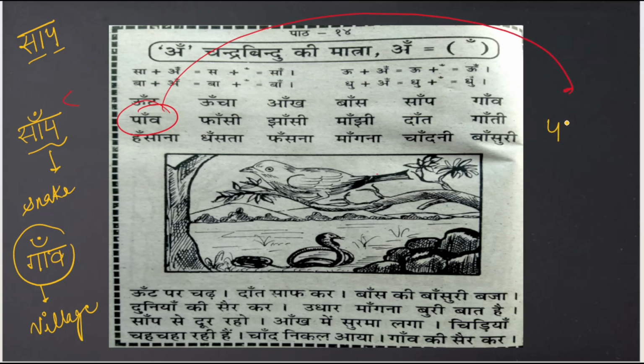This is letter pa. This is the matra of ah. It became pa. Now it became paan. And this is va. Now it became paanv. Okay, paanv. It means foot.